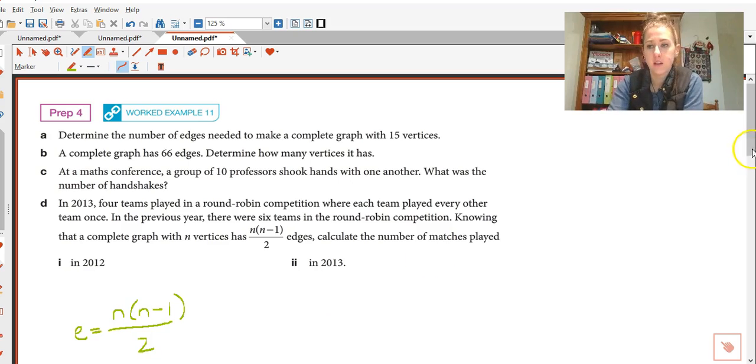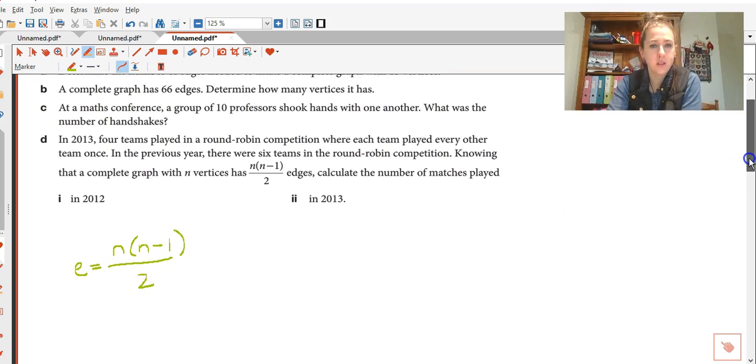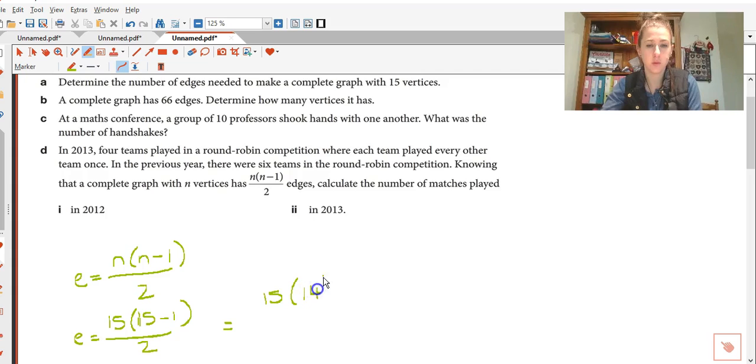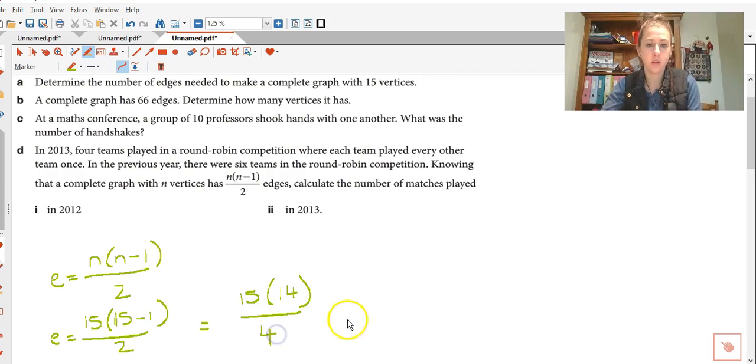So scroll down a bit further. So it's got 15 vertices. So n is equal to 15. So 15 multiplied by 15 minus 1 all over 2. So we come to 15 multiplied by 14 all over 2, which gives us 210 divided by 2.